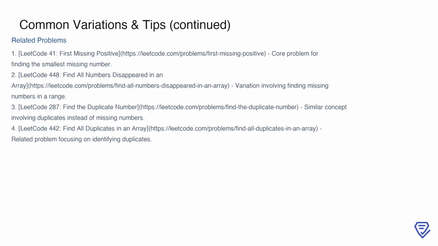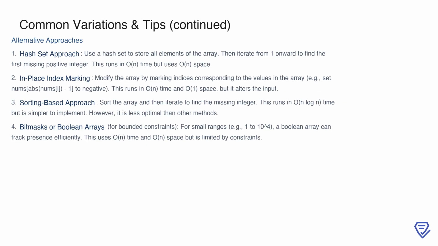By practicing these problems, you'll gain a deeper understanding of the patterns and techniques required to solve this class of challenges effectively. Let's review some alternative approaches to solving this problem. The hash set approach involves storing all elements of the array in a hash set, then iterating from 1 onward to find the first missing positive integer. While straightforward, it uses O(n) time and O(n) space.